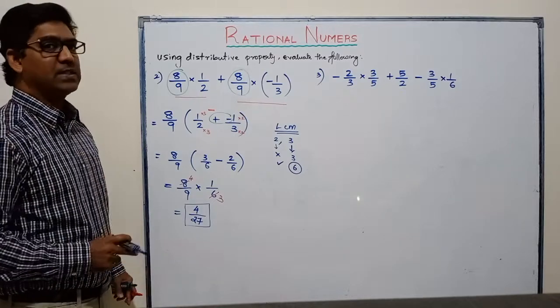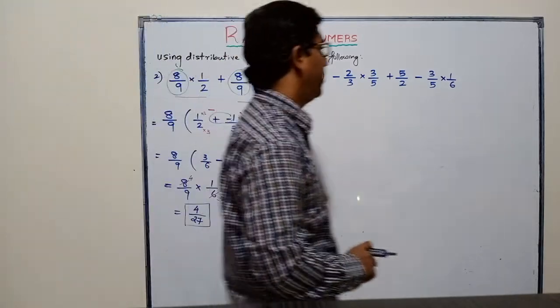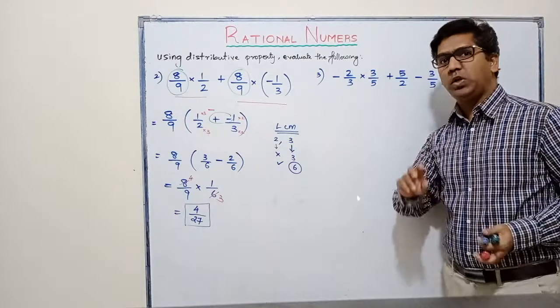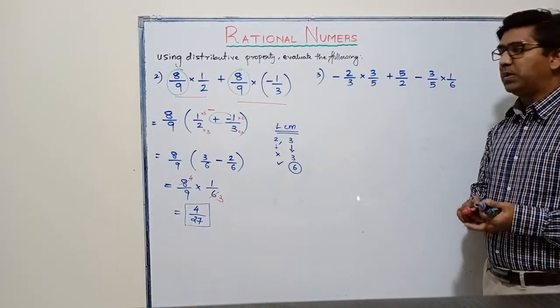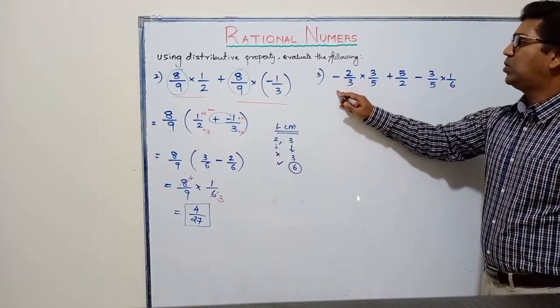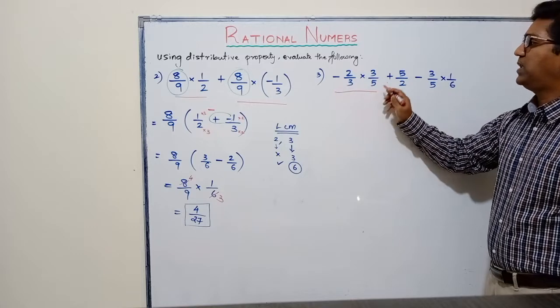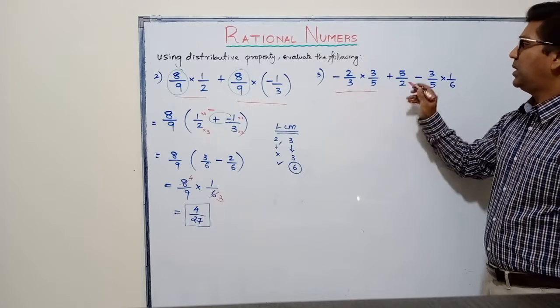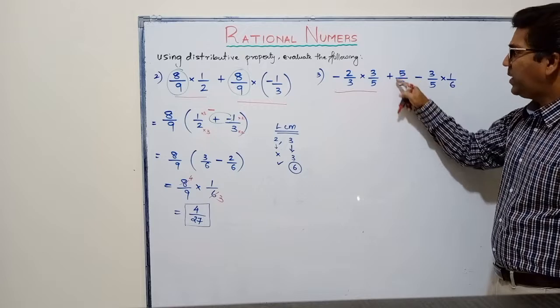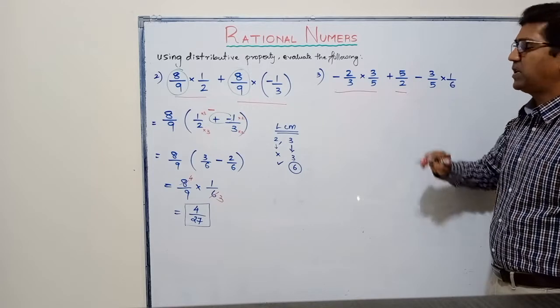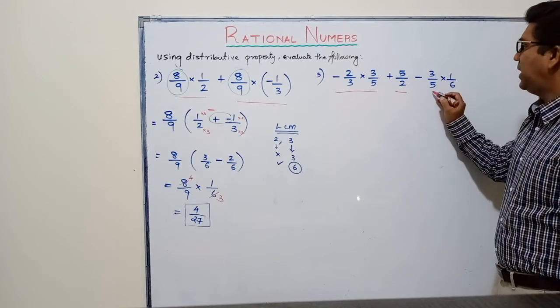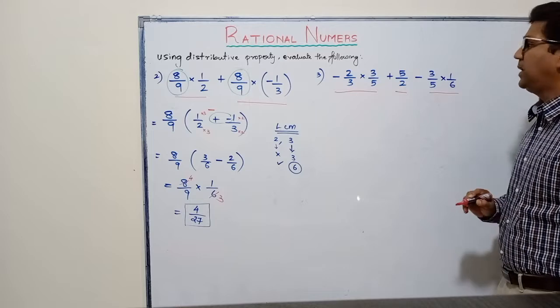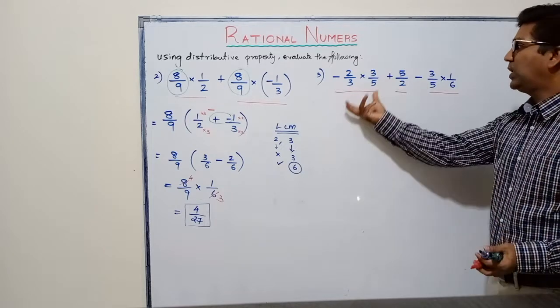Let's come to the next example, number 3. Now step 1 is same. You need to identify the number of terms. So minus 2 upon 3 into 3 by 5. This is my first term. Then there is a plus sign. This 5 by 2 is separate. So this is the second term. The third term is 3 upon 5 into 1 by 6. So altogether I have 3 terms.